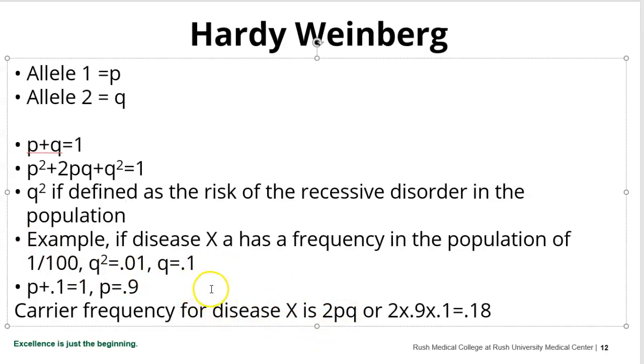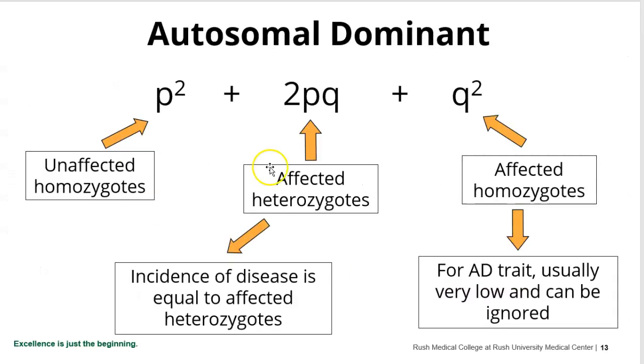In almost all situations, P is basically 1, because if Q squared is 1 in 1,000 or 1 in 10,000, then Q is 0.01 or 0.001, and P, just always think of P as 1. So, P squared is unaffected homozygotes. 2PQ is heterozygotes. In a dominant disorder, they'd actually be affected, and Q squared is affected homozygous. In a dominant disorder, this is almost non-significant. So, if you're looking at a dominant disorder, 2PQ is actually the frequency in the population of affected heterozygotes.